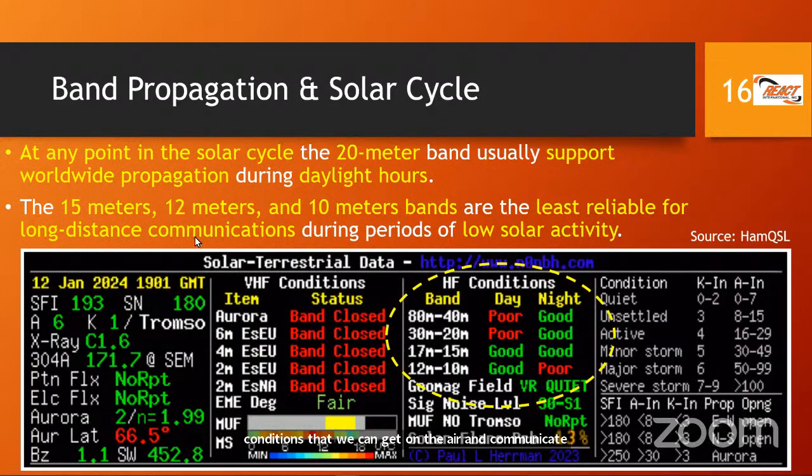Right? So, of course, there are a couple of exam questions that we need to be aware of. One of them will be that the 15, 12, and 10 meter bands are the least reliable for long distance communication during periods of low solar activity. So right now we have high solar activity, but during low periods, when we're in the doldrums or the trough of that cycle, 15, 12, and 10 are the least reliable for long distance communication. So you need to learn that for the exam.